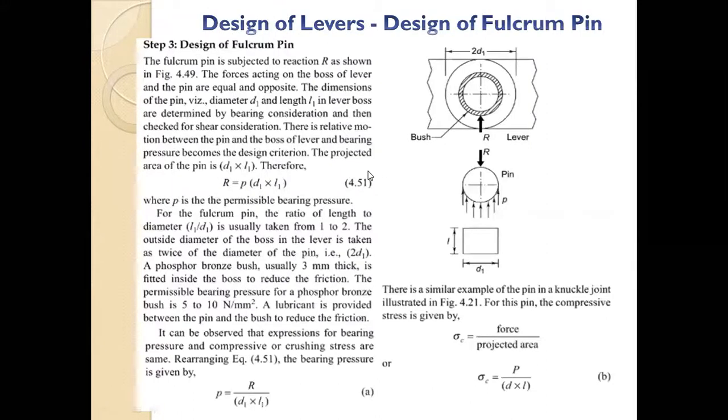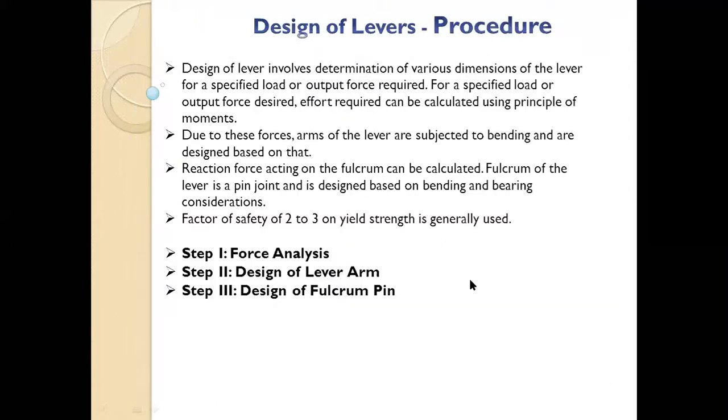a design of the fulcrum pin. As we talked about, to design the fulcrum pin, we must know the reactive force R. Once we know R, stress is equal to load upon area. R is the load, and the area is D1 into L1. P is your allowable bearing pressure. So if we know the limit or allowable bearing pressure P, then we can find out D1 or L1 if their ratio is known, right? So using this equation, sigma C is equal to P upon D1 L1. Okay, so this is how we will do the design.